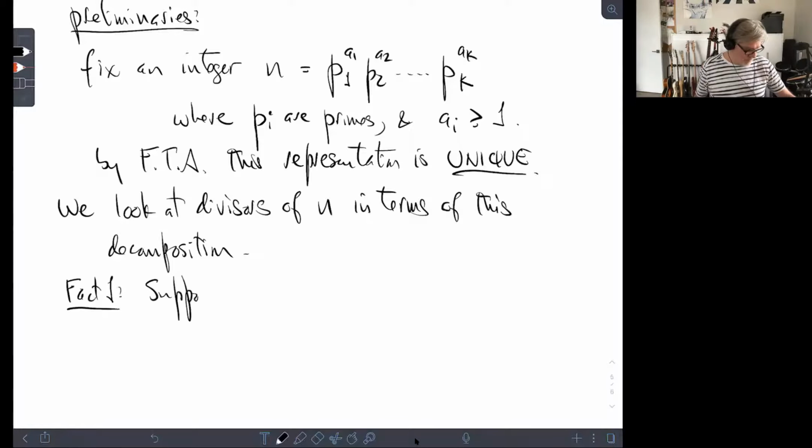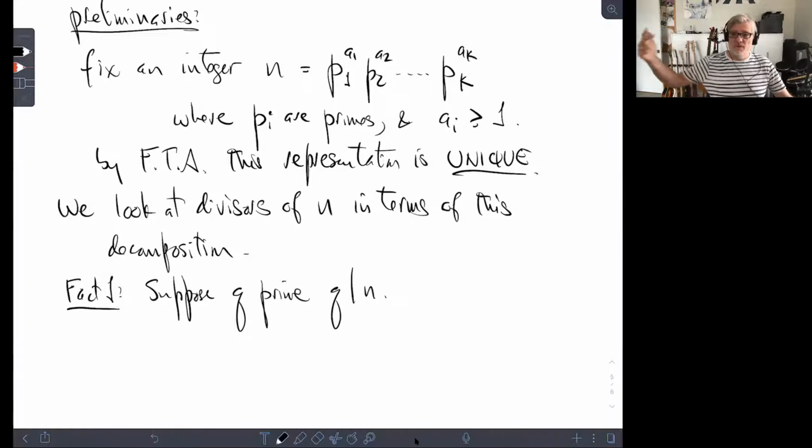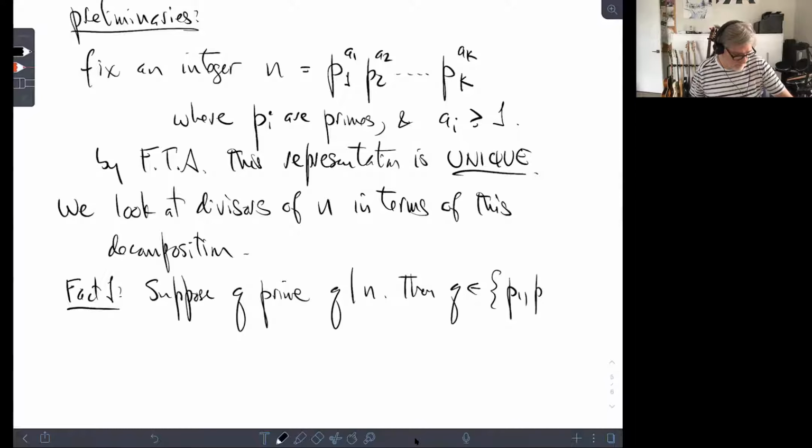Suppose that I have a prime Q and it divides n. Then what can I say about this prime? It's got to be either P1 or P2 right up to Pk. It's got to be one of those, okay? So then Q must be in this set. If this is obvious to you, this is wonderful, or maybe not. But at least you know what I'm talking about. So let's just make sure that we see why this is true.